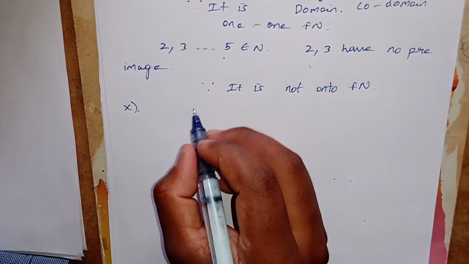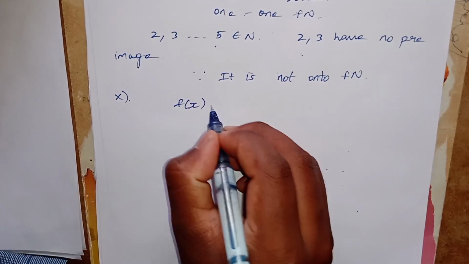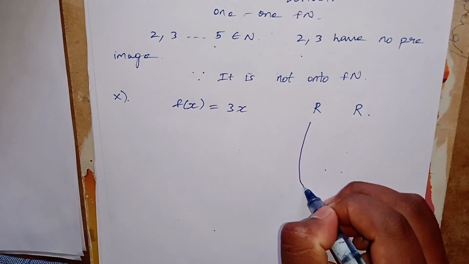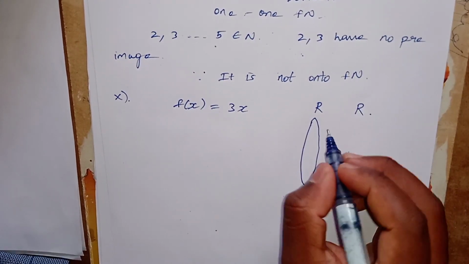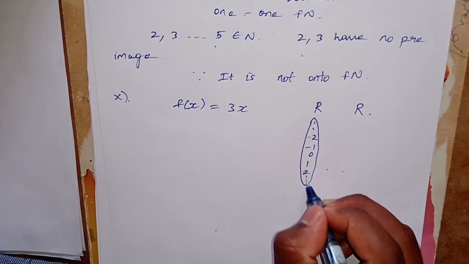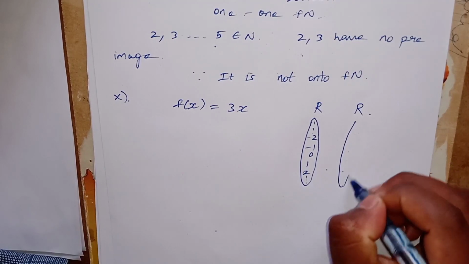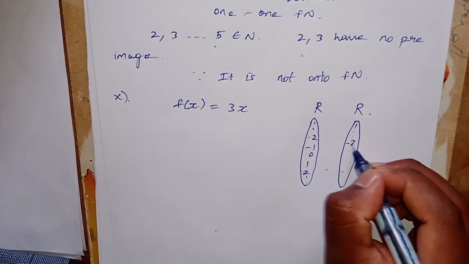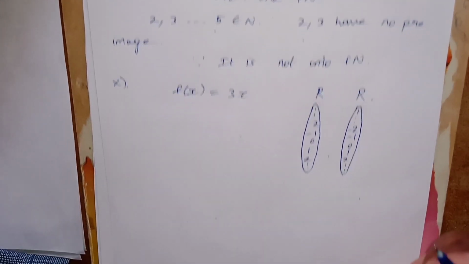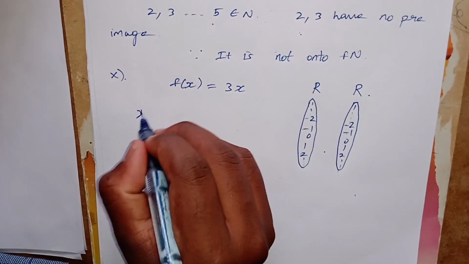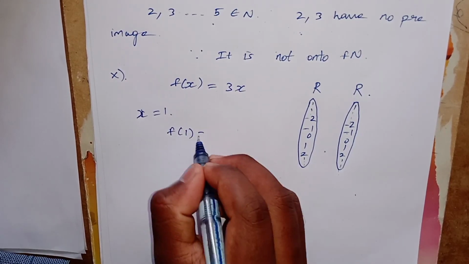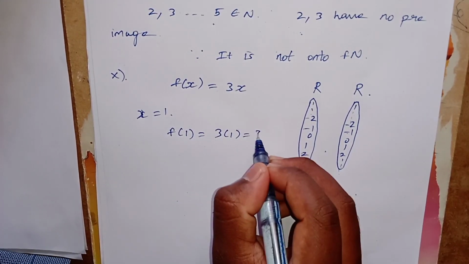10th one, subdivision f of x equal to 3x. Here real number to real number, real numbers from minus infinity to plus infinity. I am taking minus 2, minus 1, 0, 1, 2 up to plus infinity. The same terms in the codomain. Now x equal to 1 I am taking. Therefore f of 1 is equal to 3 ones are 3.